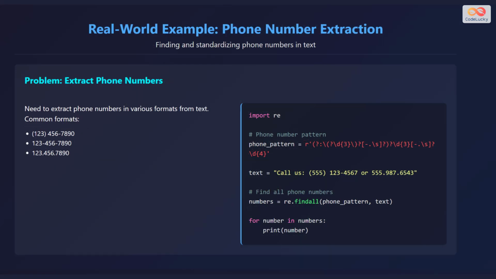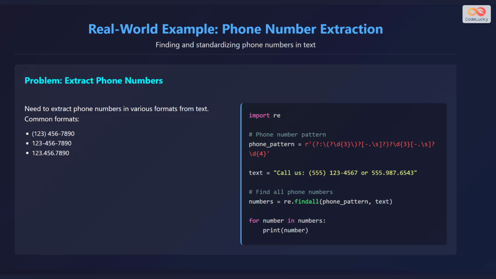Another real-world example is phone number extraction. Here, the problem is to extract phone numbers in various formats from a given text. The phone numbers can have common formats like (123) 456-7890, or 123-456-7890, or 123.456.7890. To solve this, we import the re module.